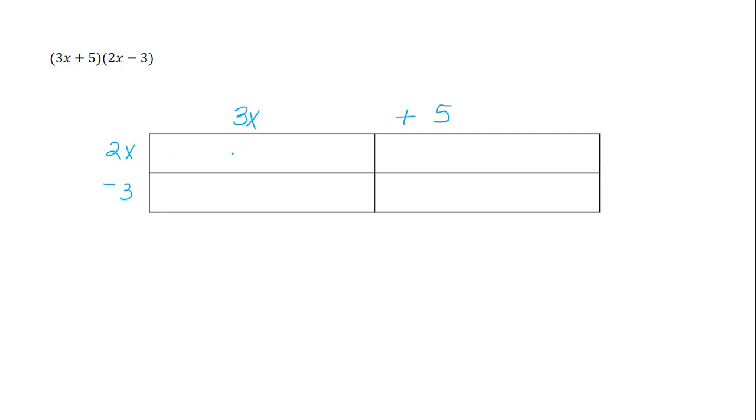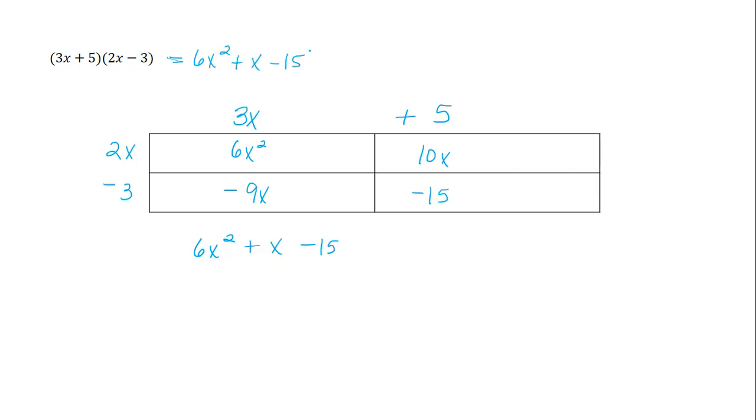2x times 3x is 6x squared. 2x times 5 is 10x. Negative 3 times 3x is negative 9x. And negative 3 times 5 is negative 15. And then to get the final product, I have to add like terms. So I would have 6x squared. Notice on the diagonal, 10x minus 9x is plus x, and then minus 15. So this product is 6x squared plus x minus 15.